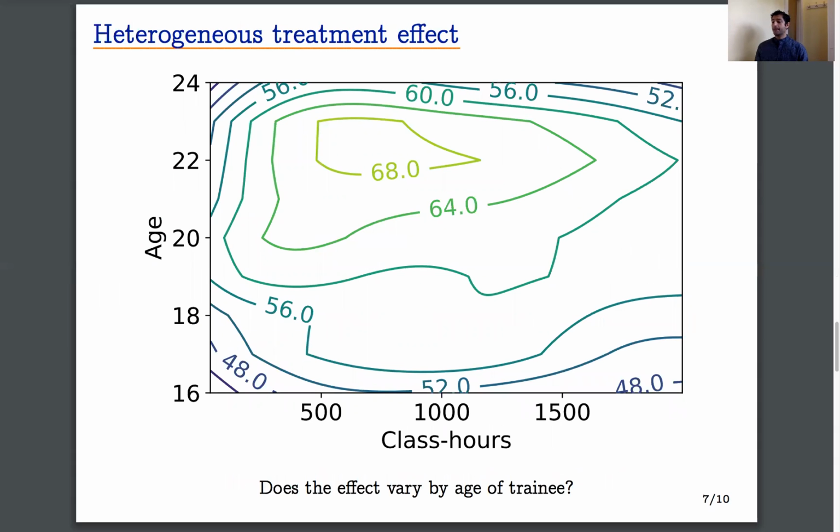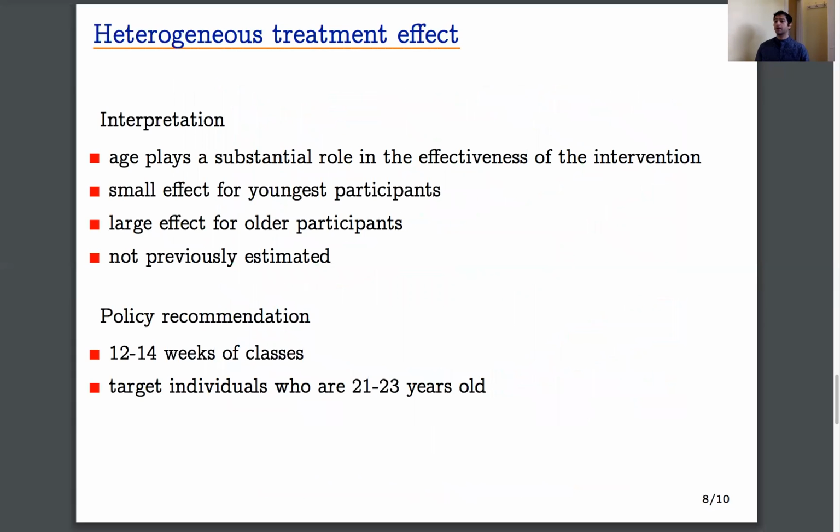Let's now turn to our second counterfactual. Does the effect vary by the age of the trainee? And again, the answer is yes. On the horizontal axis, we have class hours. On the vertical axis, we have age. We visualize level curves, which represent the counterfactual level of employment for a given class hour and age pair. To summarize what we see here, there's a small effect for the youngest participants, a large effect for older participants, and this estimate has not been previously presented because this quantity has not been previously estimable. Our policy recommendation is therefore 12 to 14 weeks of classes, targeting individuals who are 21 to 23 years old. These were the ages of the older participants.